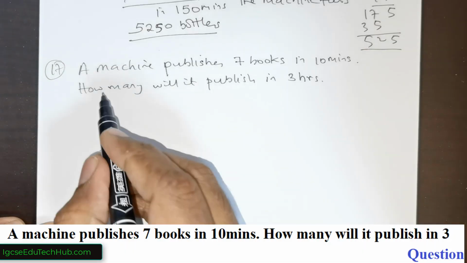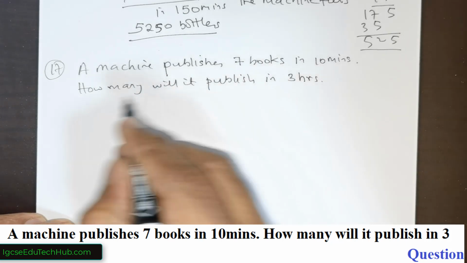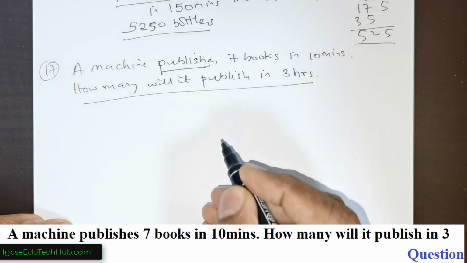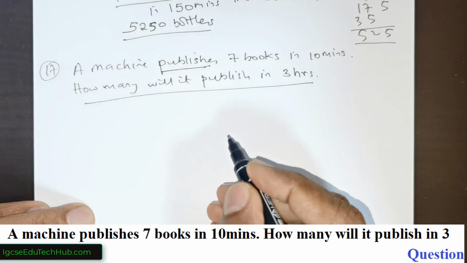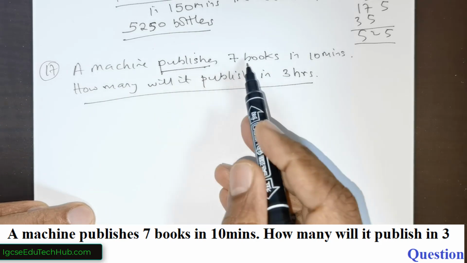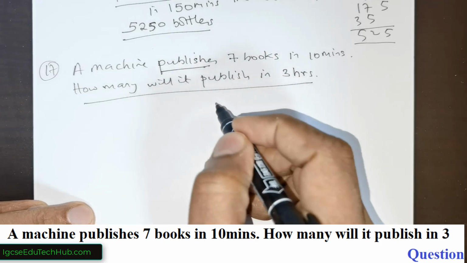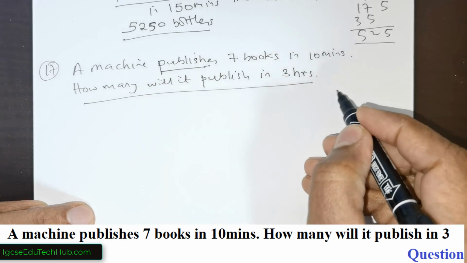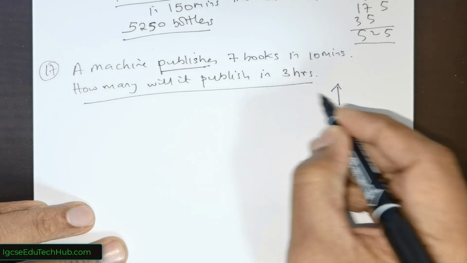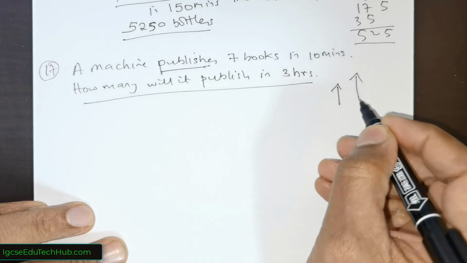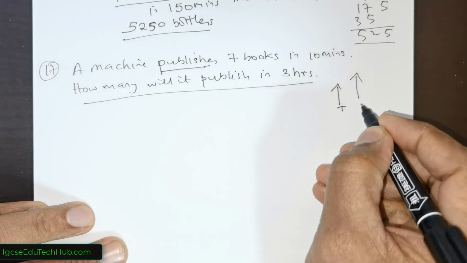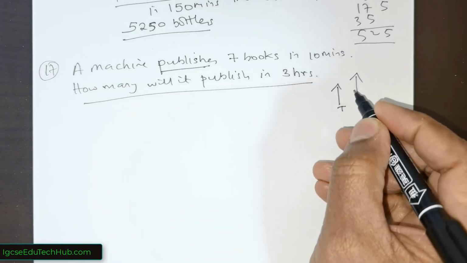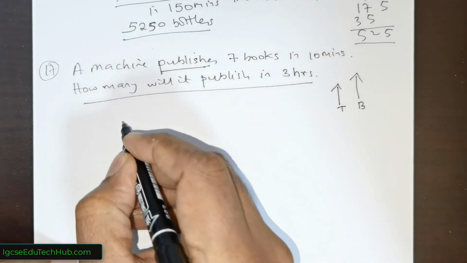Got the next question. A machine publishes 7 books in 10 minutes. How many will it publish in 3 hours? Yes, of course, you might be wondering, can a machine publish books at all? Yes, machines these days can publish books, and this is pertaining to the existing scenario. So 7 books in 10 minutes, that means the greater the time that the machine is working, the greater the number of books. Books published is directly proportional to the time. Increase the time, the greater the number of books published.